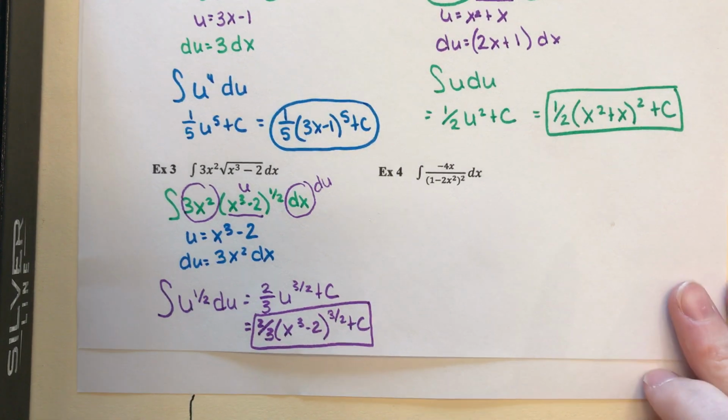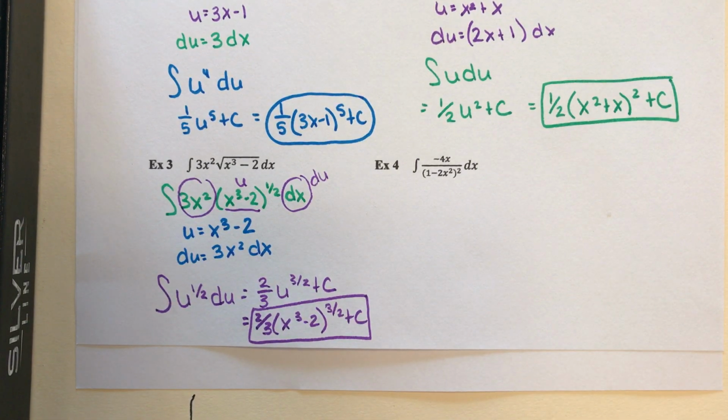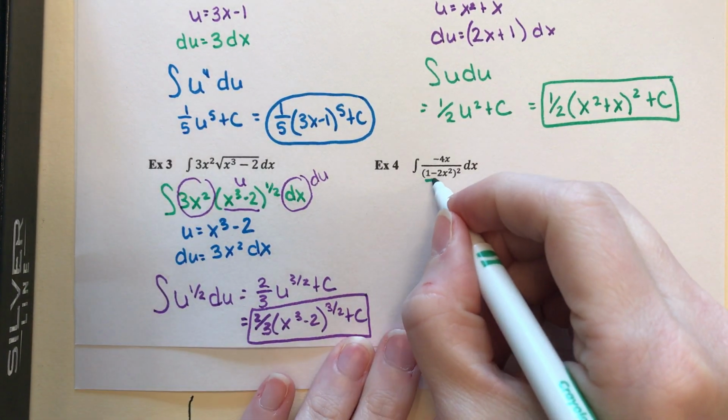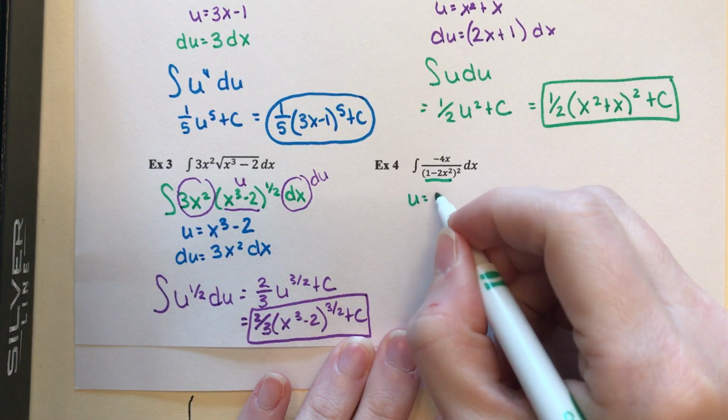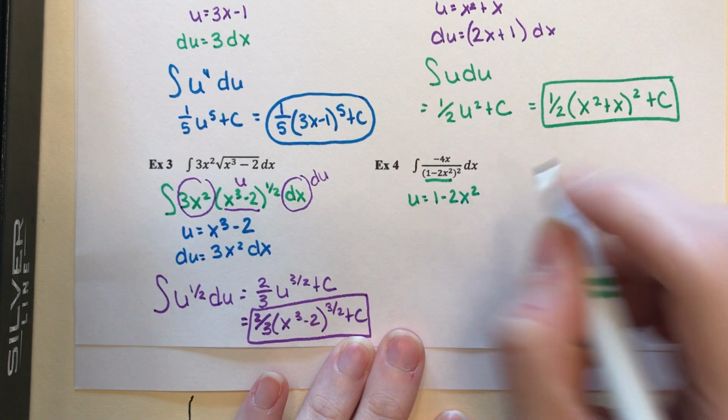Okay, number 4. Looking at number 4, I've got a denominator and I've got a set of parentheses. So I'm going to start with the very most inside part, and I'm going to pick that as my u: 1 minus 2x squared.